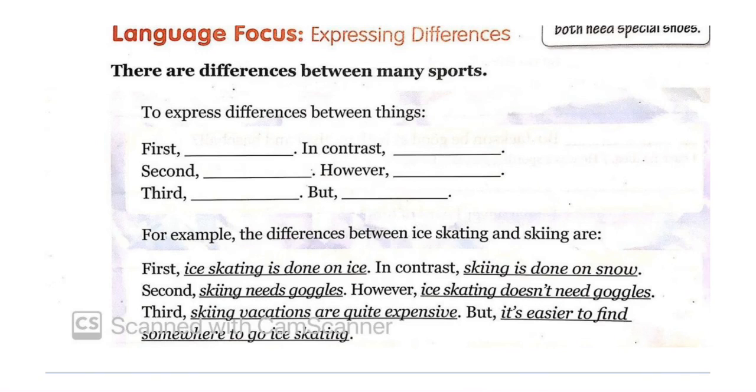Okay, so move to the third. Skiing vacations are quite expensive, but it is easy to find somewhere to go ice skating. Okay, everyone, look at the word but. The word but is a linking word to say that skiing and ice skating are different from each other. So you got this.